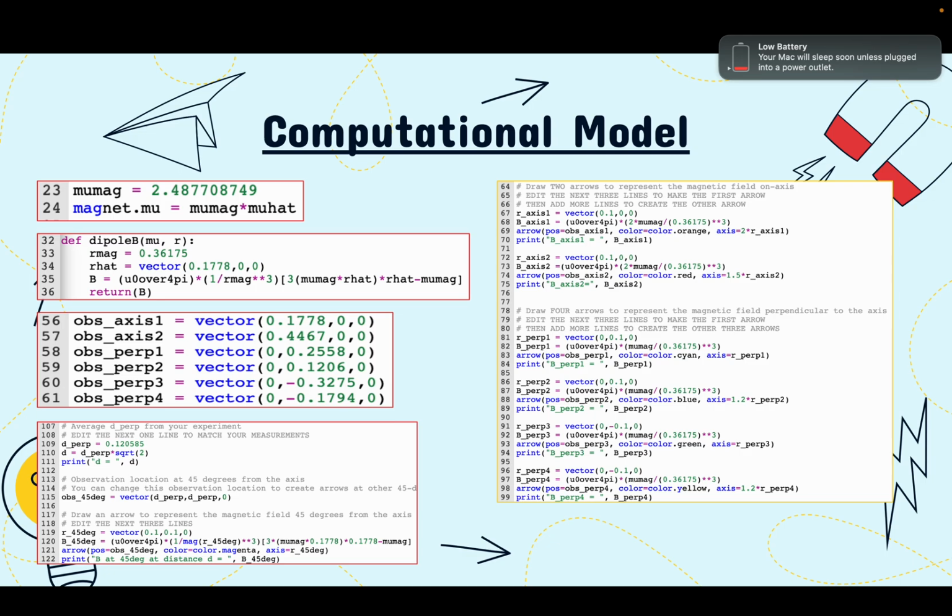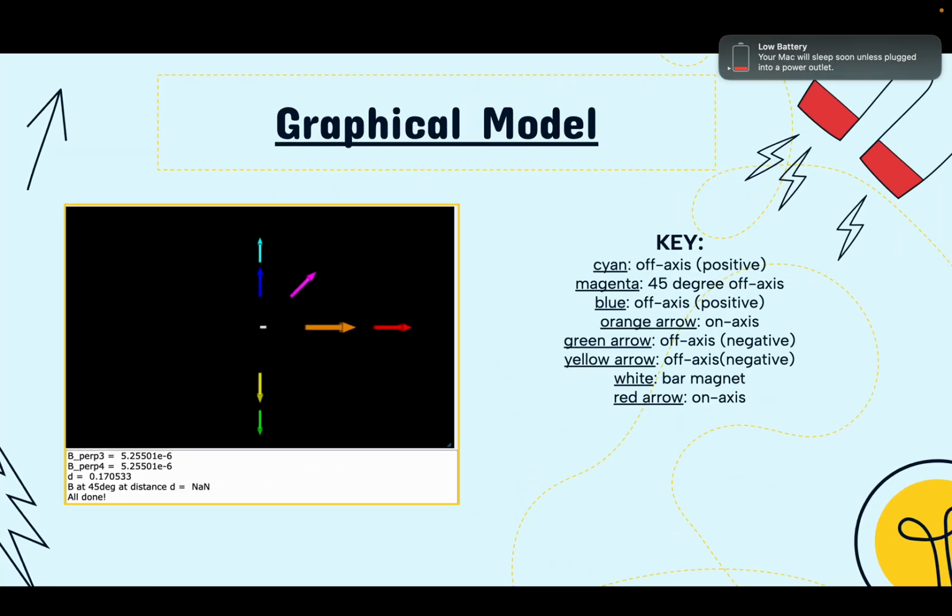We then had to do one on another perp axis, but 45 degrees off the axis. So this is my graphical model showing all of the magnetic fields. As you can see to the right, the key tells you what each one is. And I, of course, scaled each one to be accurate. So the closer they are, the bigger they are. And the on-axis ones are much larger than the perp axis ones.